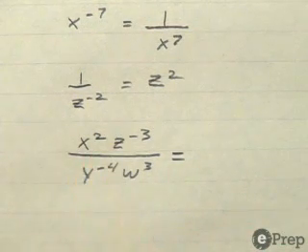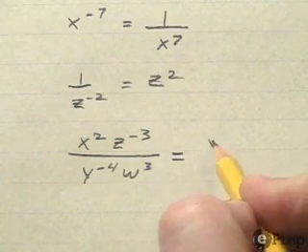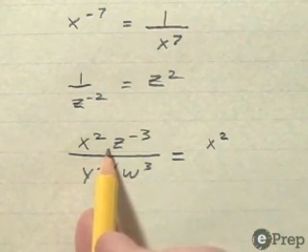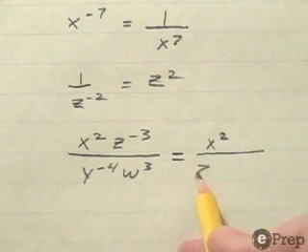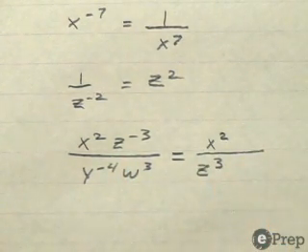So when you take a look at the x squared, you should say, well, it's fine. There's nothing wrong with the x squared. I'm just going to leave it where it is. So leave the x squared there. Now this z is raised to the negative 3 power. That's going to need to flip to the denominator. So it's going to become z to the 3rd in the denominator.